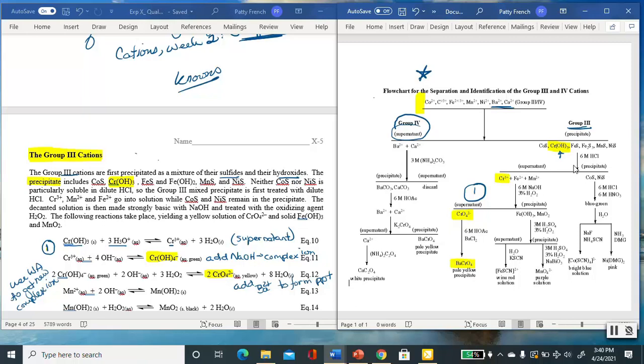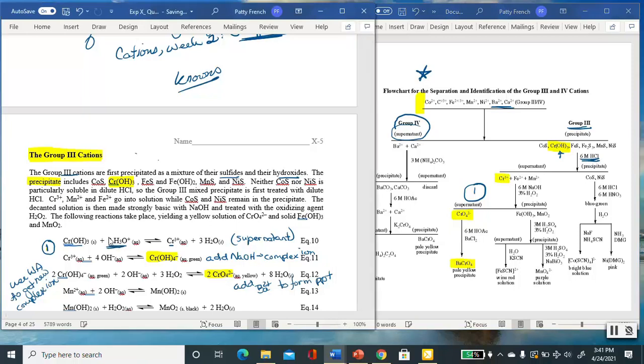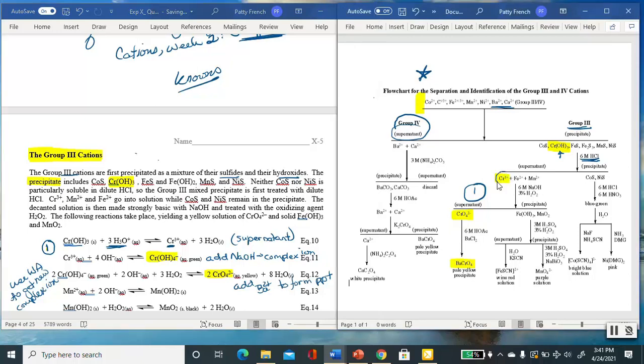Now you'll notice over here with the flow chart, it says we're going to be adding some acid. And when we add the acid, so I'm going to be going back and forth between the equations and the flow chart, we're going to dissolve the chromium. It's going to just become chromium 3 plus and some water. Now this is going to be again spun down, and chromium is going to be in the supernatant. The precipitate is going to contain cobalt and nickel sulfide.